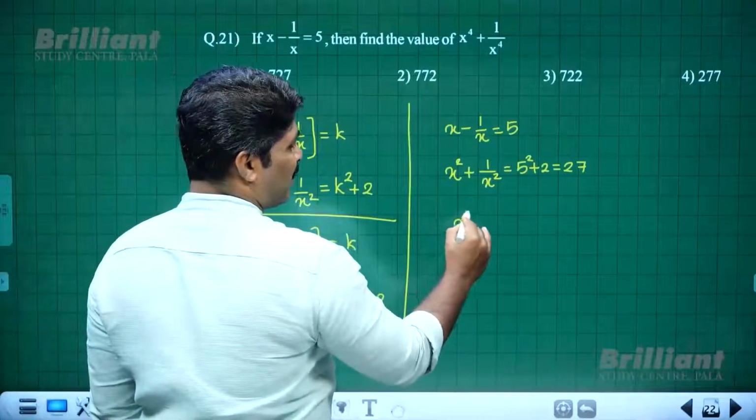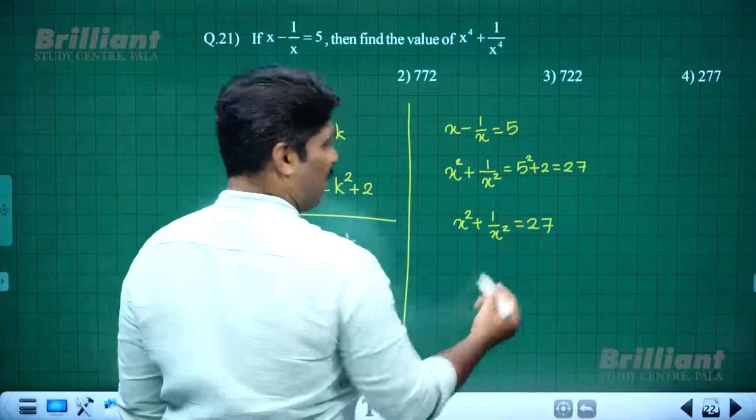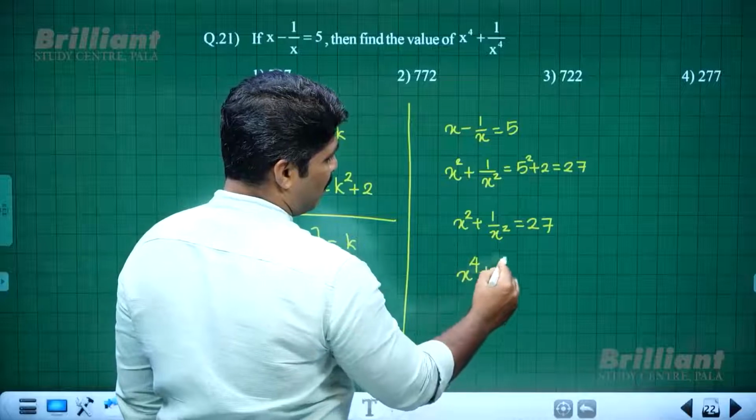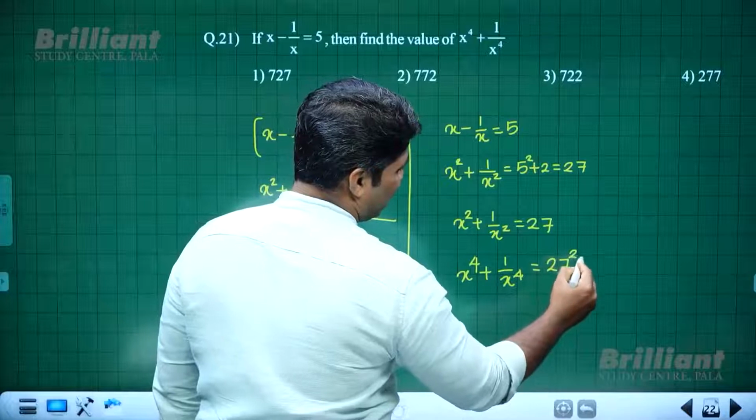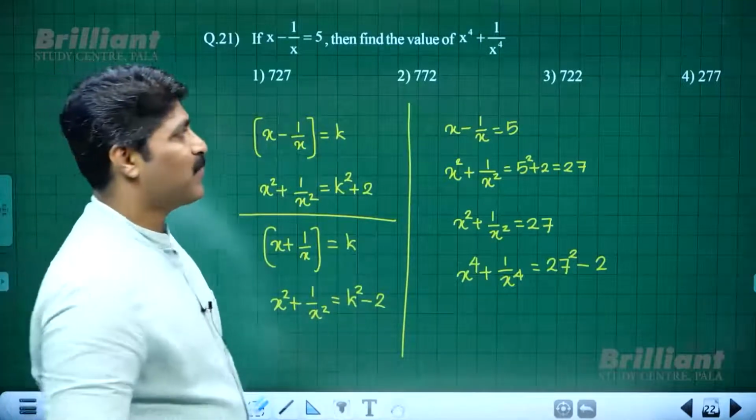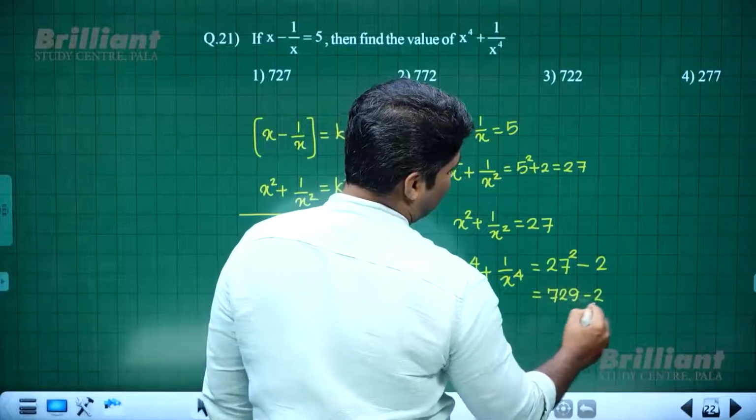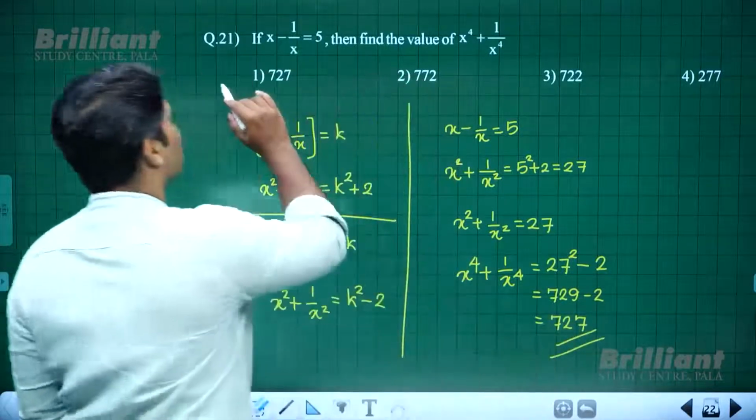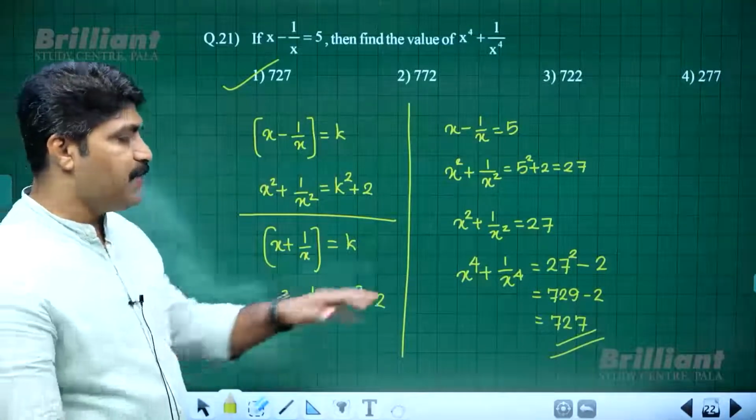So then we are applying this result. If x square plus 1 by x square equal to 27, then its square, x raised to 4 plus 1 by x raised to 4, is simply 27 square minus 2. What is 27 square? 27 square is 729, minus 2. So the answer is 727. So the answer is option 1. With the help of these results, we can easily catch it.